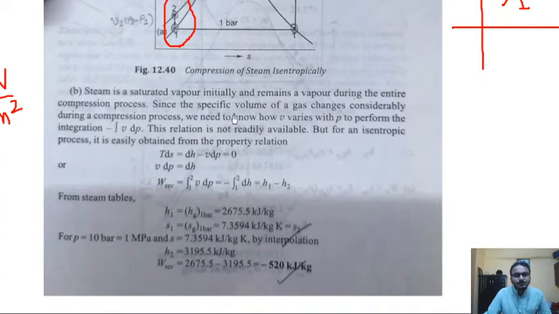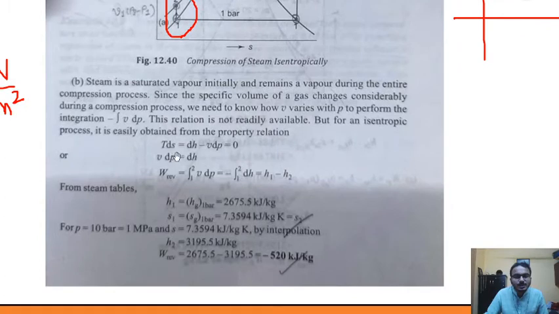So here the specific volume changes considerably, so the previous relation cannot be useful. So here we are using TdS is equal to dH minus VdP. The entropy change is 0 because it is an isentropic process, so dS will be 0. So finally we are getting VdP as equal to dH. So W reversible will be only the integration of dH, that is, the enthalpy difference will be our reversible compression work.